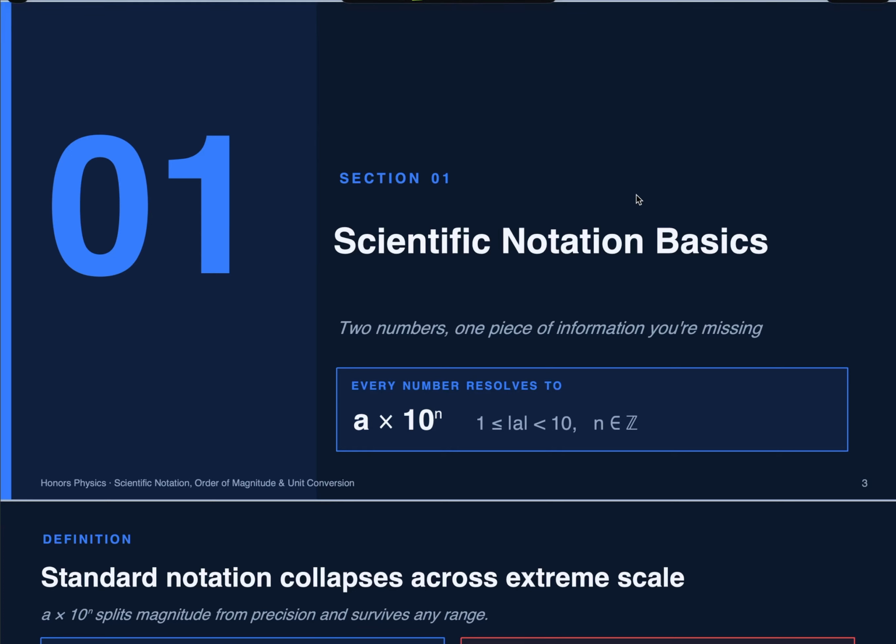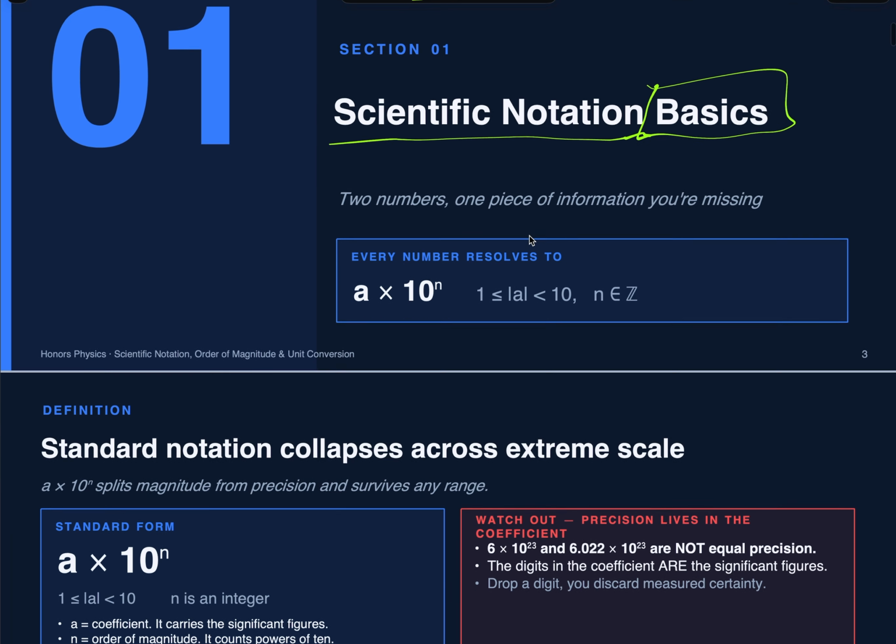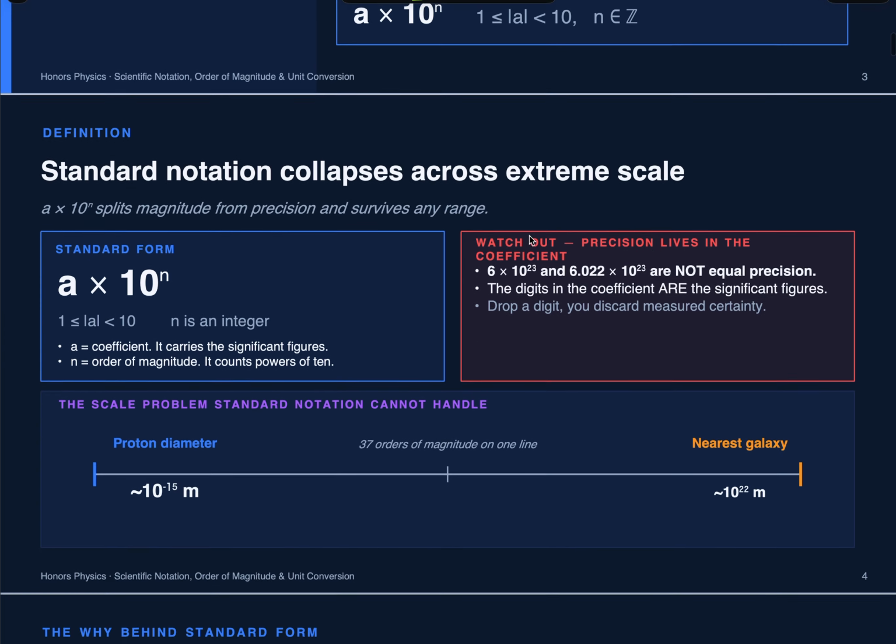How do you represent numbers that are really, really small or numbers that are really, really large? Well, you use something called scientific notation. Okay? And in this video, I'll be going over the basics of scientific notation and how to change between standard and scientific notation. So make sure you pay attention and let's go at it.